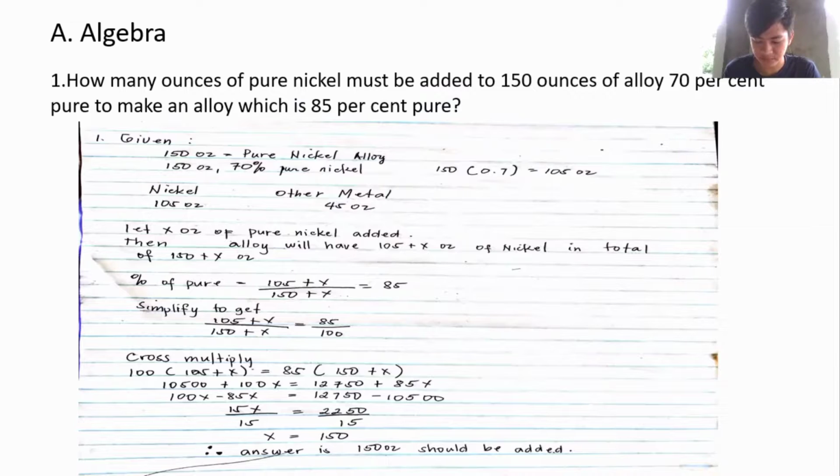10,500 plus 100x equals 12,750 plus 85x. 100x minus 85x equals 12,750 minus 10,500. 15x over 15 equals 2,250 over 15. X equals 150. The answer is 150 ounces should be added.